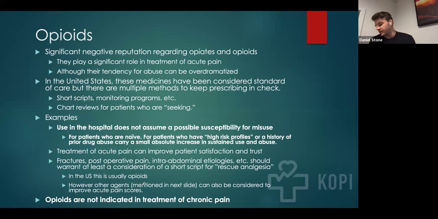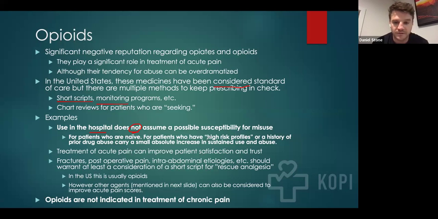So is it important to know that opioids exist? It's important because these medicines are considered a standard of care in treating very severe pain. These medications carry a risk for abuse for sure. It's really important to have monitoring programs and ways of preventing misuse by prescribing short scripts. But the use in the hospital does not necessarily assume a susceptibility to misuse later on in life, especially for patients who don't have any prior exposure to opioids.